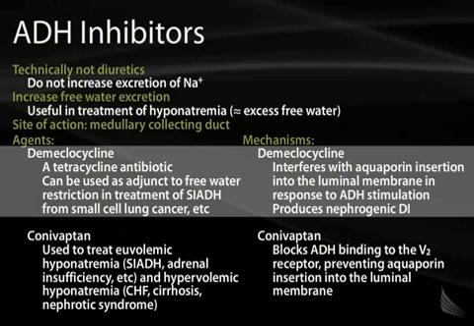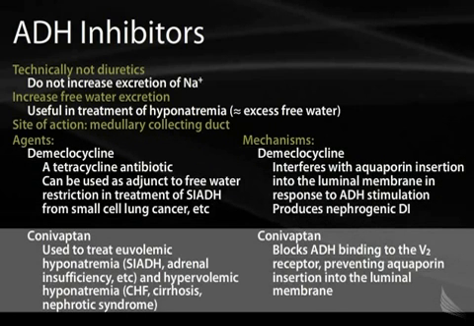The new class of drugs that has recently been developed and released are the direct V2 vasopressin antagonists. Conivaptan is the prototype of this. It's used often in the treatment of euvolemic hyponatremia, such as in SIADH, as well as hypervolemic hyponatremia, such as congestive heart failure, cirrhosis, or nephrotic syndrome. Conivaptan blocks ADH binding to the V2 receptor, which prevents aquaporin insertion into the luminal membrane, thus inhibiting water reabsorption and the hyponatremia that may result from this.